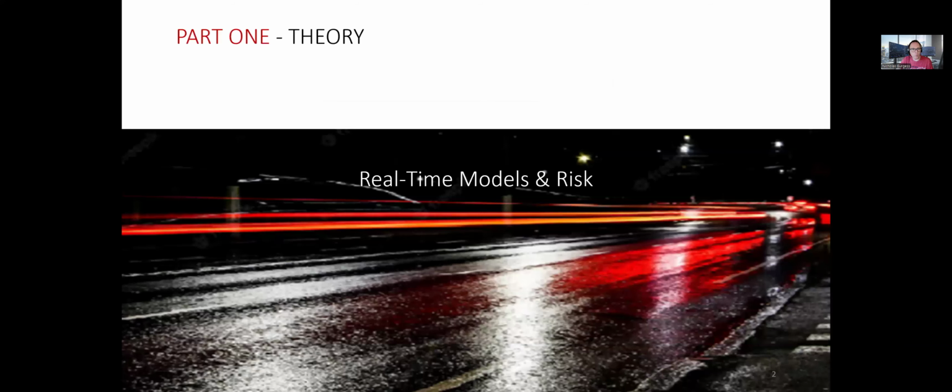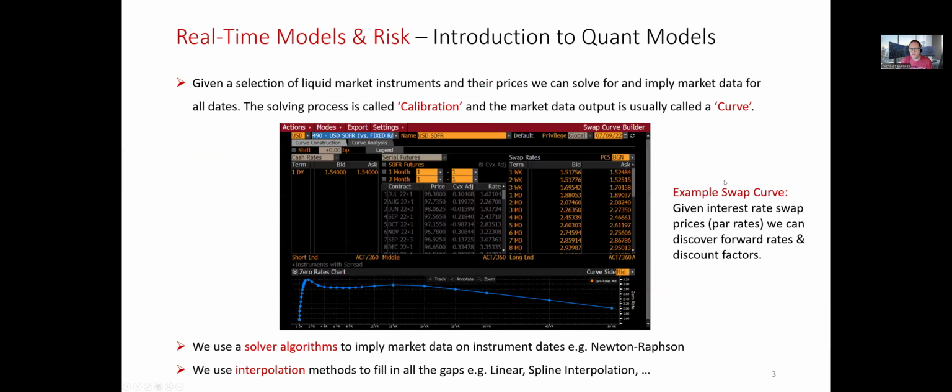So excellent. Part one, the theory, real-time models and risk. Firstly, I'll give you an introduction to quant models. What we see here is a Bloomberg screenshot of the interest rate curve on the ICVS page in Bloomberg. This is a US dollar SOFR curve, which is built in interest rate markets. Given a selection of liquid market instruments and their prices, we're able to reverse engineer things and solve for the market data used for those products and the market data on all dates.